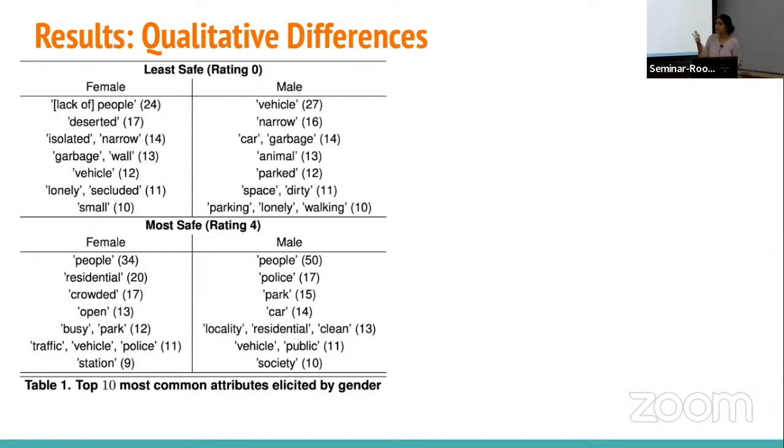So you have 2,240 of these, right? So 224 respondents. Each respondent got 10 random images, and we then subsetted the images that they have said are 0, least safe, and images that they have said are most safe. And then we are seeing what are the words that they're using to describe them. What are the most common words that they're using to describe them? So, yeah.